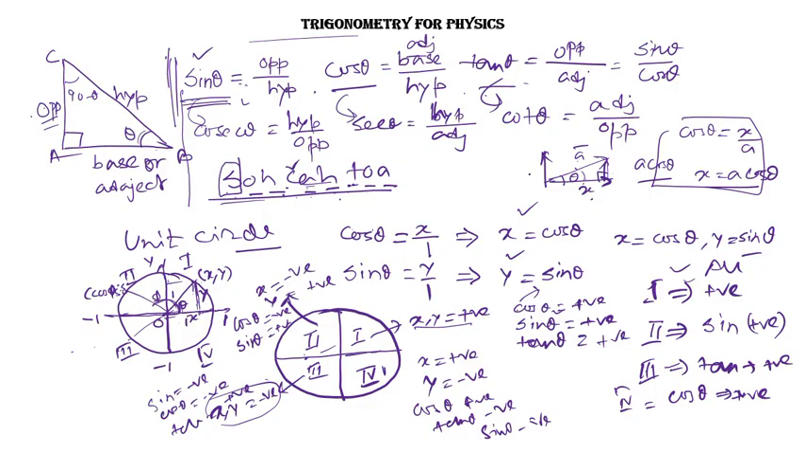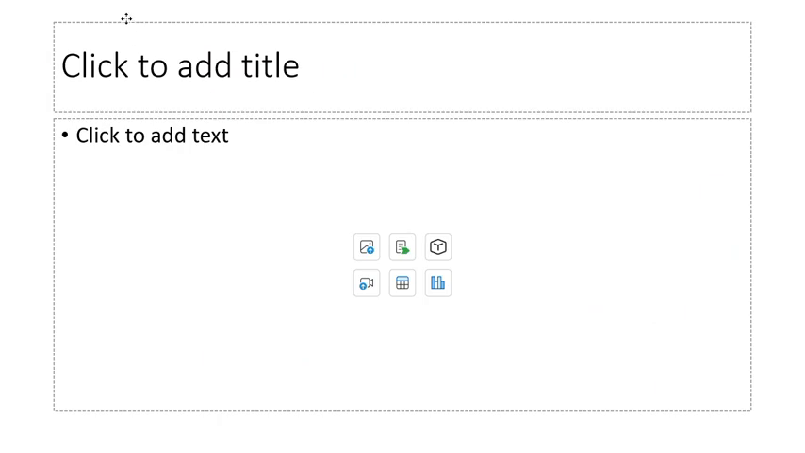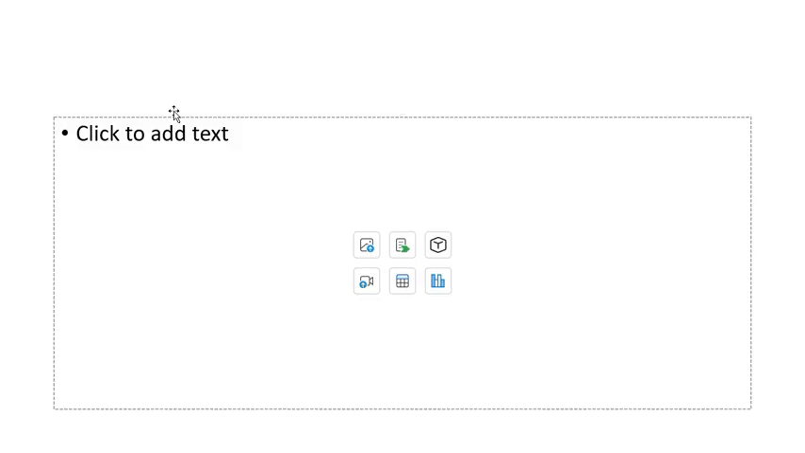Okay, so now we understood how the trigonometric functions behave in the different coordinates. Why do we need this? What is the need of these coordinates? We'll come to that slowly. Now, let's summarize what we have done.